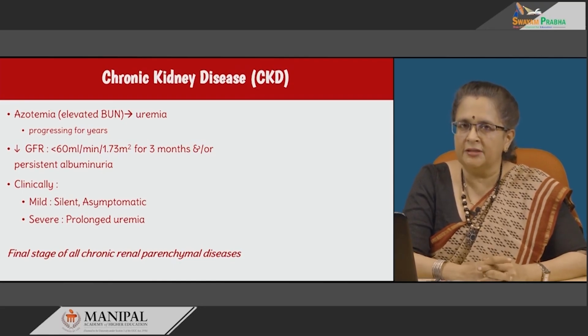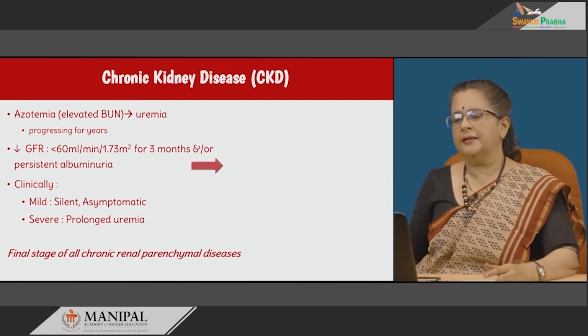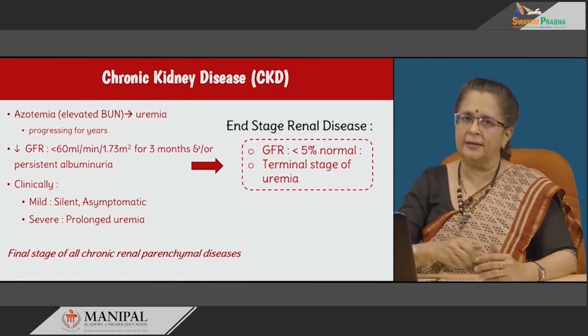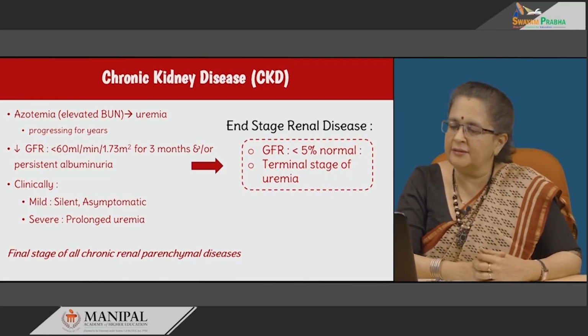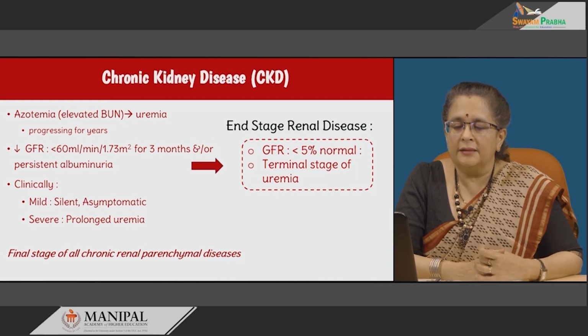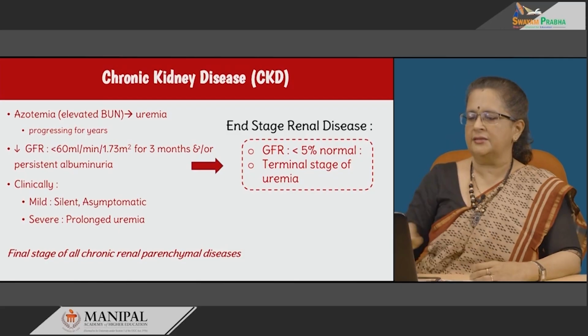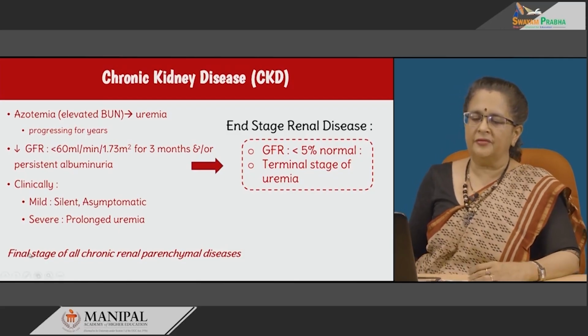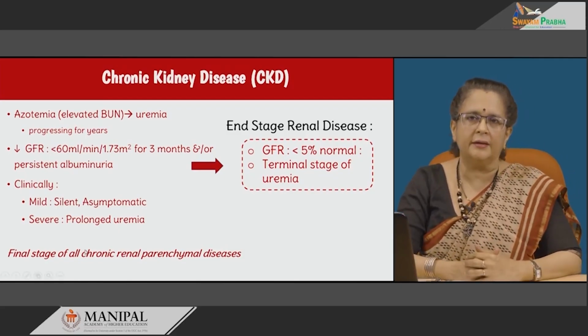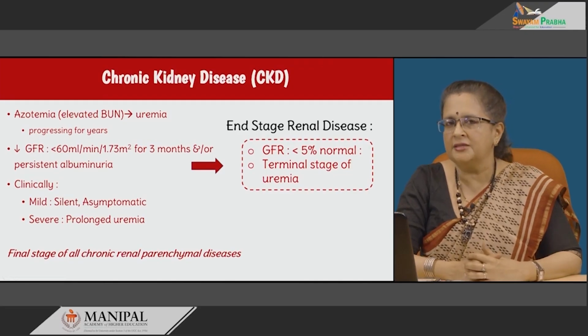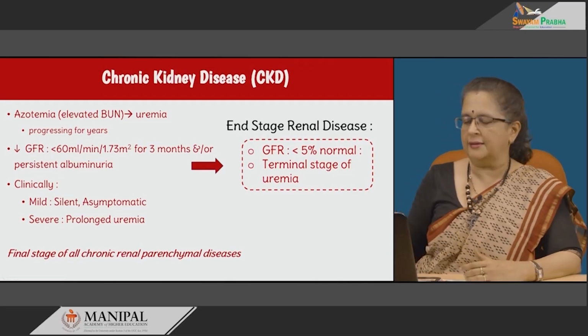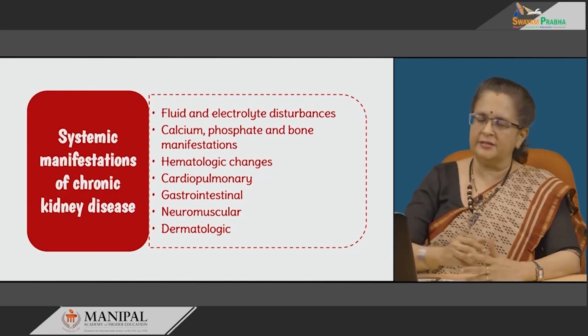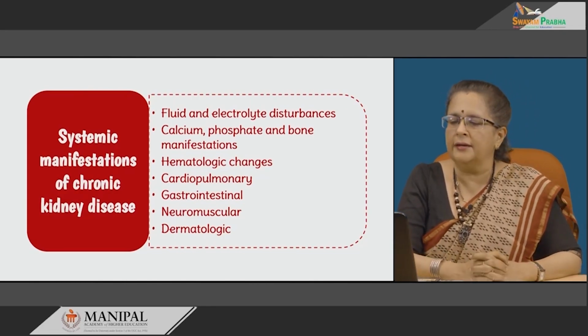So by the time the patient presents, he may be in end stage renal disease, which is nothing but a GFR which is markedly reduced, less than 5% of normal, and it is a terminal stage of uremia. So in severe cases there is prolonged uremia, and this is seen in end stage renal disease. Now remember that it is a final stage of all chronic renal parenchymal disease, irrespective of which compartment it has started. So what are the systemic manifestations of CKD or chronic kidney disease?